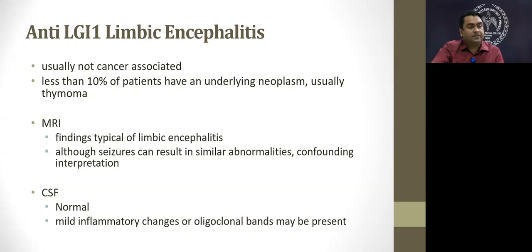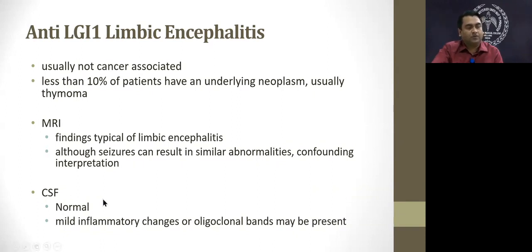Although the seizures can result from similar abnormalities, confounding the interpretation. So like I said, we can say that it's the faciobrachial dystonic seizure. It's still a debate whether it is only a seizure or only a dystonia because of the findings on evaluation.